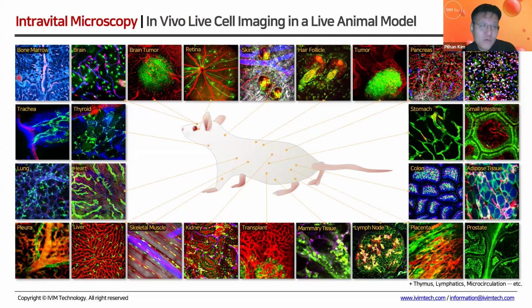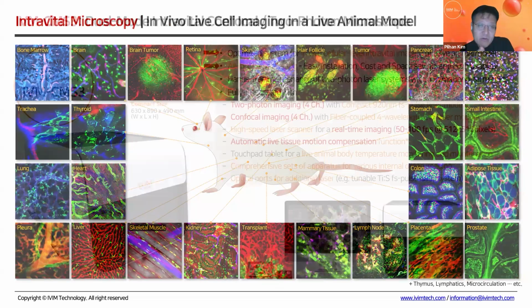We have been able to image bone marrow, brain, this is an orthotopic brain tumor, retina, skin, hair follicles inside the skin, and also various tumor models. This particular example is a colorectal tumor model. Also pancreas, spleen, GI tract, adipose tissue, prostate, placenta in a pregnant mouse model, various lymph nodes, mammary tissue, and cell transplants. These green things are the transplanted cells in the kidney capsule. Also kidney, muscle, liver, heart, lung, thyroid, and so on. Actually, this list keeps increasing.